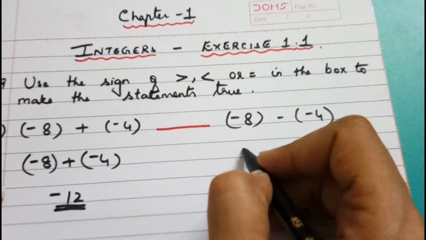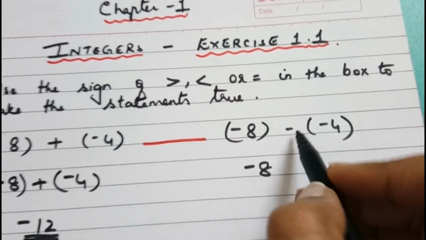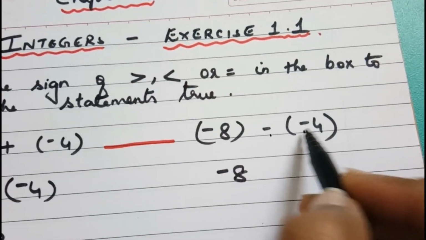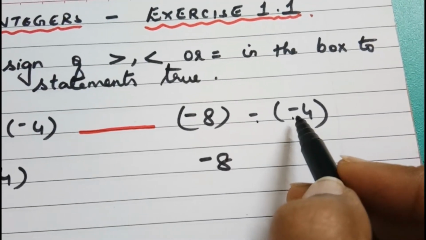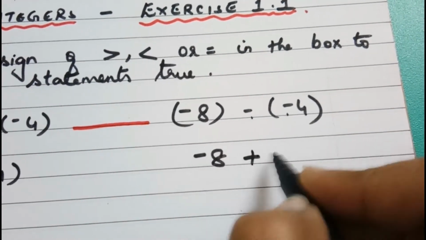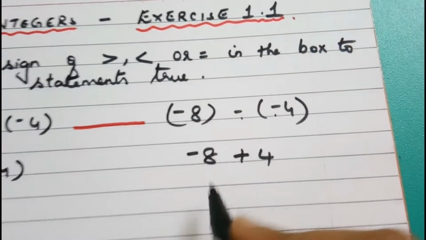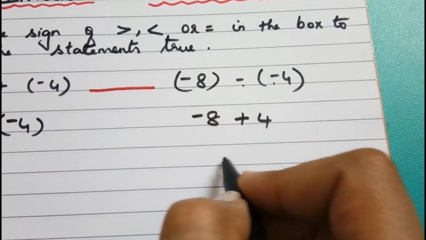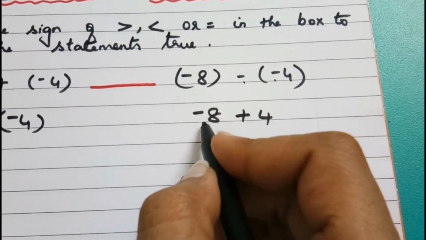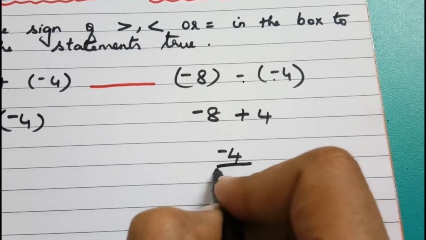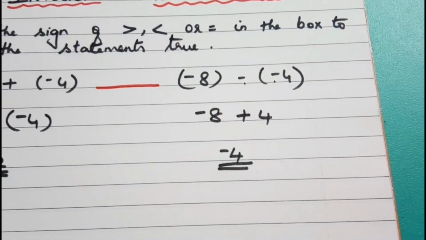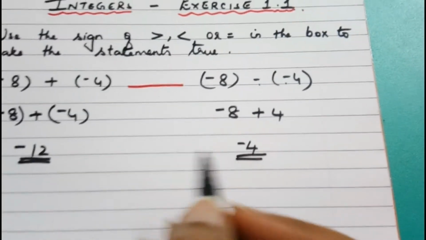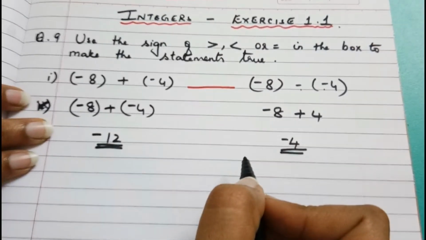Okay, here -8 minus -4. Here, since it is minus and minus, minus becomes plus. So -8 plus 4, which is equals to 8 minus 4, which is 4. Since 8 is a bigger number with the minus sign, we'll put it as a minus sign. Okay. So here, which is bigger?